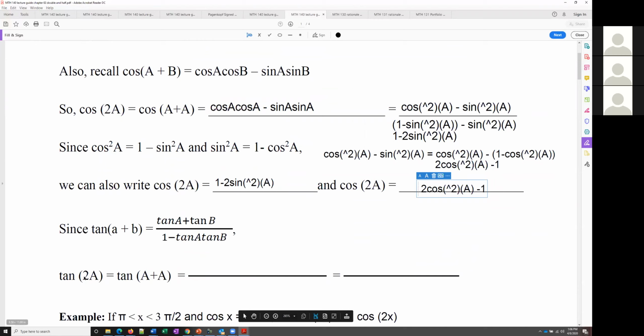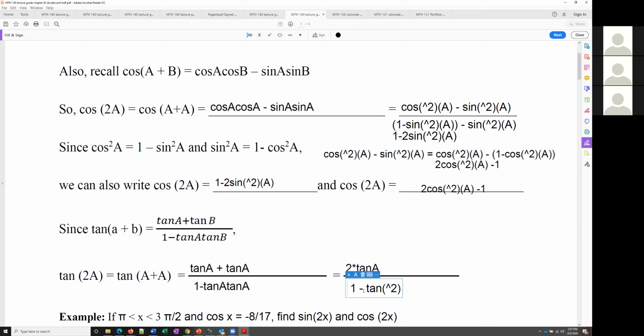Okay, next we're going to take a look at the tangent of 2A. So one thing that we can do, because we know that the tangent of A plus B is the tangent of A plus the tangent of B over 1 minus the tangent of A times the tangent of B. So we can do what we did up above. We can say the tangent of 2A is the tangent of A plus A. So that's going to give us the tangent of A plus the tangent of A over 1 minus the tangent of A times the tangent of A. So if we simplify that, we have 2 times the tangent of A on top. And then on the bottom, we have 1 minus the tangent squared of A.